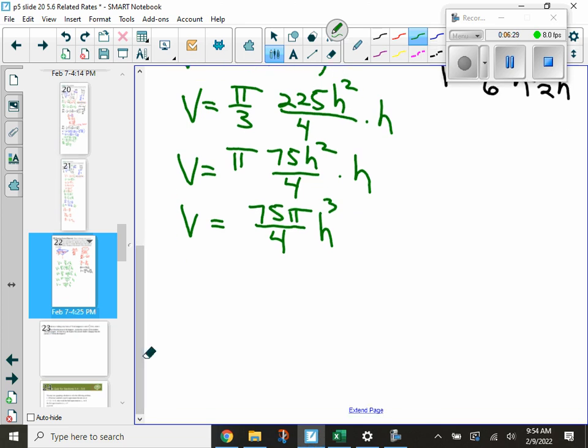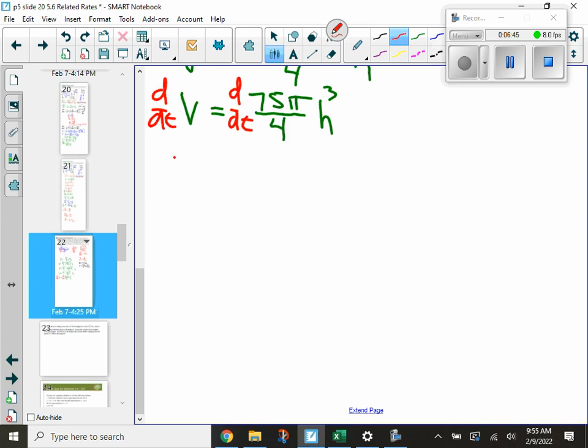So now, if I'm seeking dh/dt and I know dV/dt, I'll take the derivative with respect to t of both sides. And I get dV/dt is equal to, well, I'll pull my constant through the derivative, so 75 pi over 4 d/dt of h cubed.